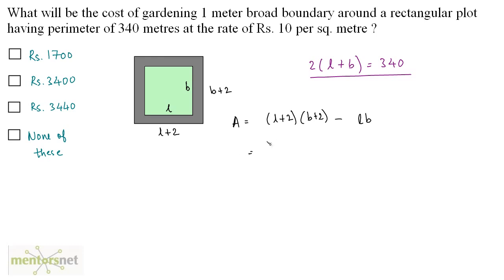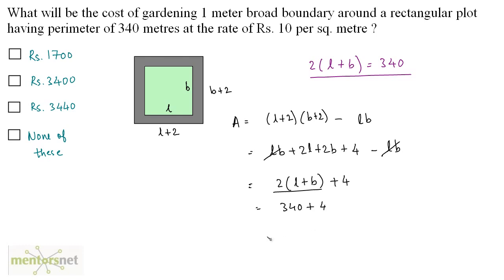So this will be equal to LB plus 2L plus 2B plus 2 times 2 is 4, minus this LB. This and this get cancelled out. What you have here is 2 times L plus B, if I take 2 common, plus 4, and that's this value, that's 340. So 340 plus 4, and that's 344 square meters, right? So this is the area.